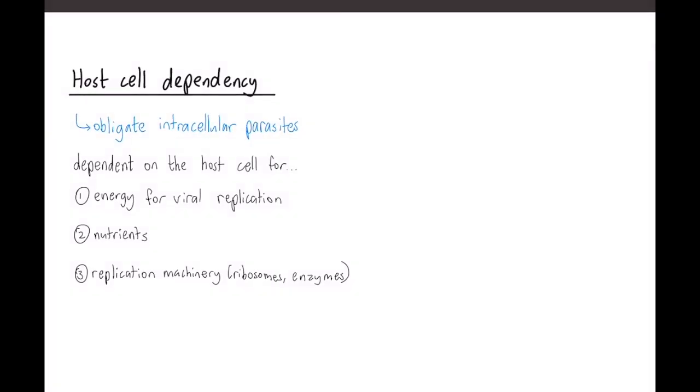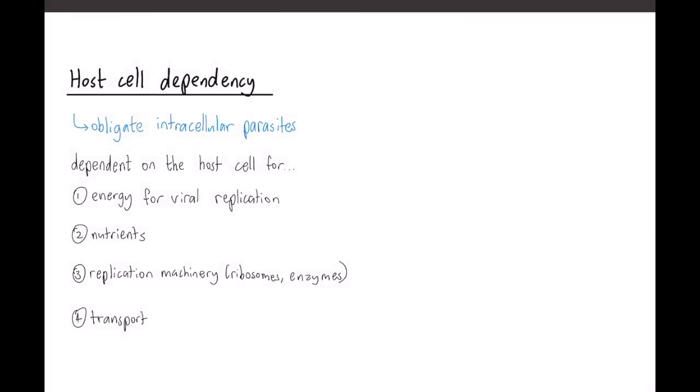Replication machinery: viruses do not have the machinery they need to replicate their own genetic material. They use ribosomes and enzymes from the host cell to instead translate all their genetic material into viral proteins. And finally, transport. Some of the viruses actually use the host cell's transport machinery in order to spread to different body parts or other hosts and thus infect us.